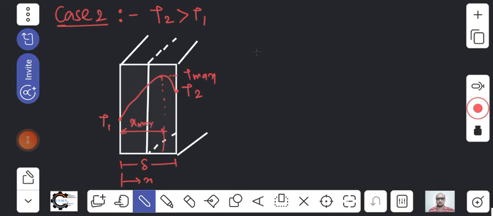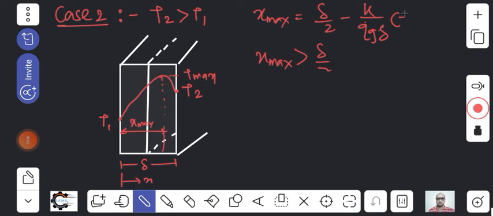So x max will be greater than delta by 2. See here how I understand that x max is delta by 2, minus the term k by q dot gen into delta, in brackets T1 minus T2. If it is greater, then this term will be positive, so it adds up, and x max will be delta by 2 plus something, so x max will be more than delta by 2. So this is how case 2 is.